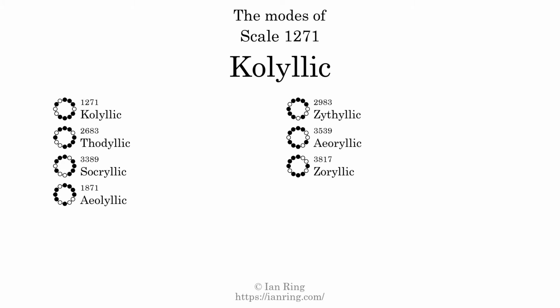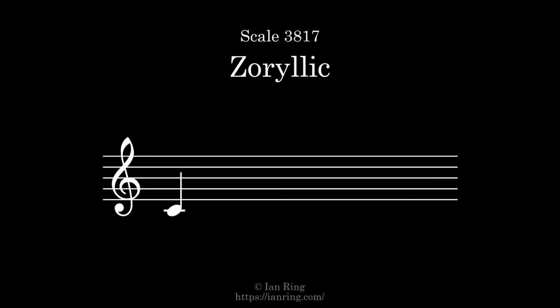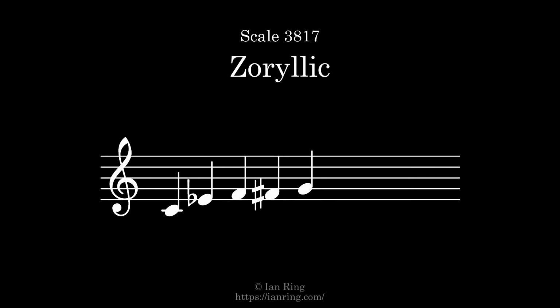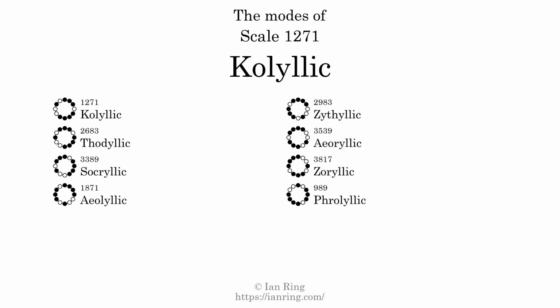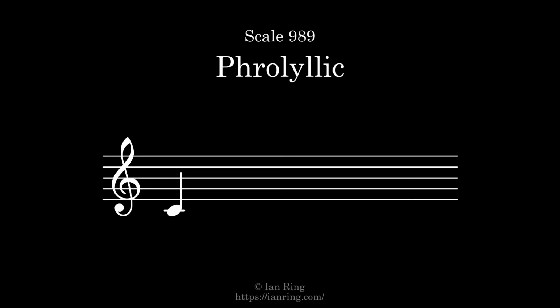The seventh mode is scale 3817, also known as Kolyllic. It sounds like this. The eighth and last mode is scale 989, also known as Kolyllic. It sounds like this.